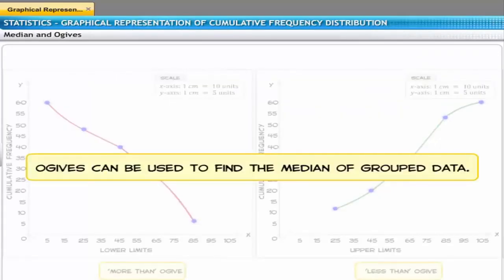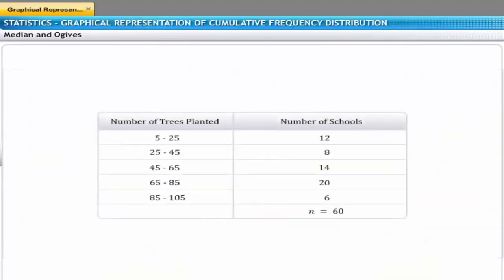Ogives can also be used to find the median of grouped data. Let's see how this is done. From this table, we can see that the total number of observations, the value of n, for this data is 60. So n by 2 is equal to 30.